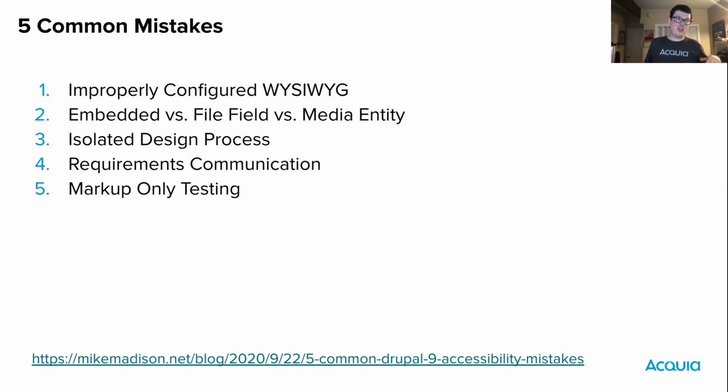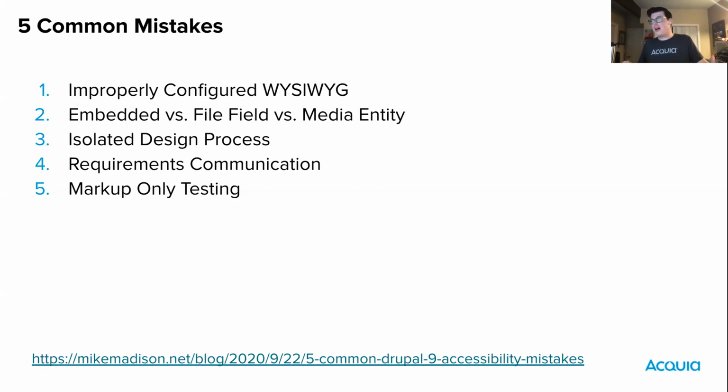Directly embedded images or videos in your WYSIWYG using a file field versus using an actual media entity. Again, if you're using a media entity, you have a lot more control over the display of that image. You can require the alt text field. You can do something to actually impact the accessibility of the site. An isolated design process. If your design team completely builds out your site and never does any testing on the design before you start building it, again, you're just about guaranteed to have a bunch of accessibility issues, if nothing else, color contrast issues.